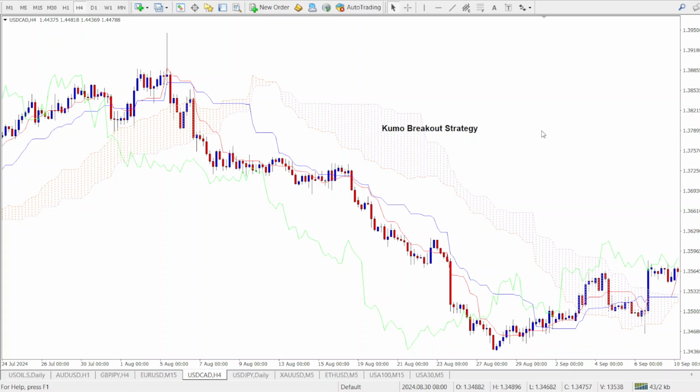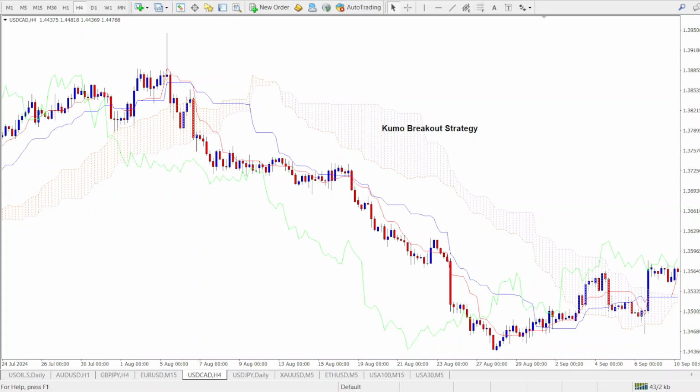Now, if you are ready to add this strategy to your trading arsenal, then stick around until the end as we discuss it in more detail. The Kumo Breakout Strategy is all about capitalizing on market momentum. That's the fundamental idea behind this strategy. It uses the Ichimoku Cloud. When I talk about the Ichimoku Cloud, this is the Ichimoku Cloud, this shaded area on the chart, this shaded part of the indicator.